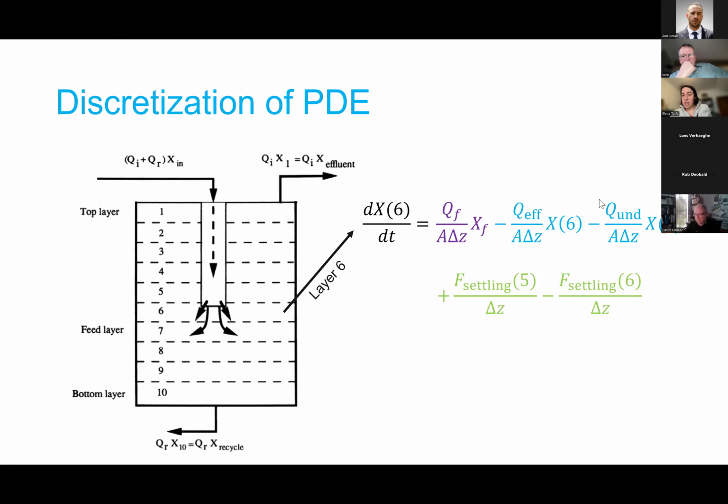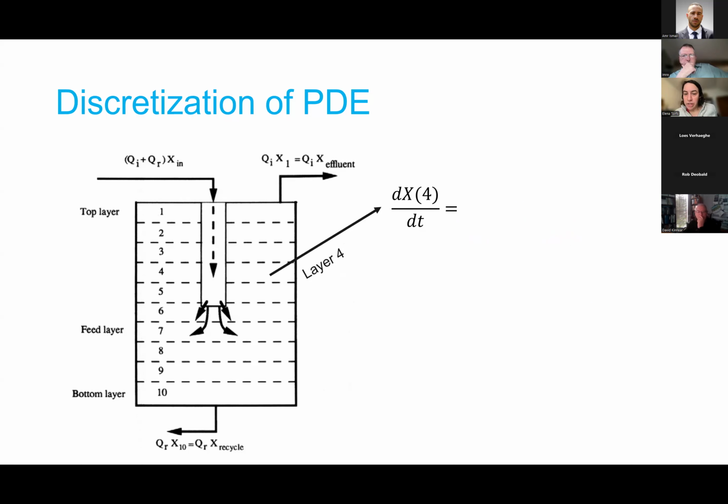And then of course we have settling. We have settling into the layer from the layers above, and we have settling out of the layer towards the layers below. So we have here a settling flux which comes from layer 5 into layer 6, and we have a settling flux that comes from layer 6 and goes out into layer 7.